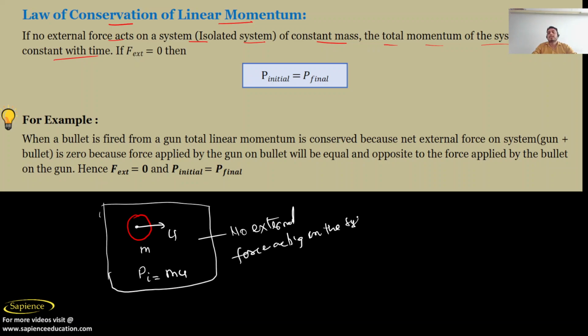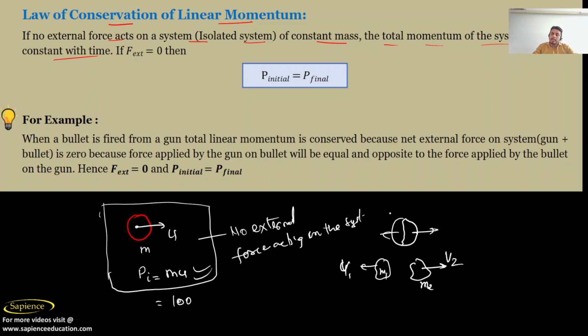On the system, its momentum will remain the same, the product of mass m into u. It may be the case that the mass gets divided into two parts. It may break. For example, the initial momentum is 100. Now when it breaks, one mass becomes m1 with velocity v1, and the other mass is m2 with velocity v2.